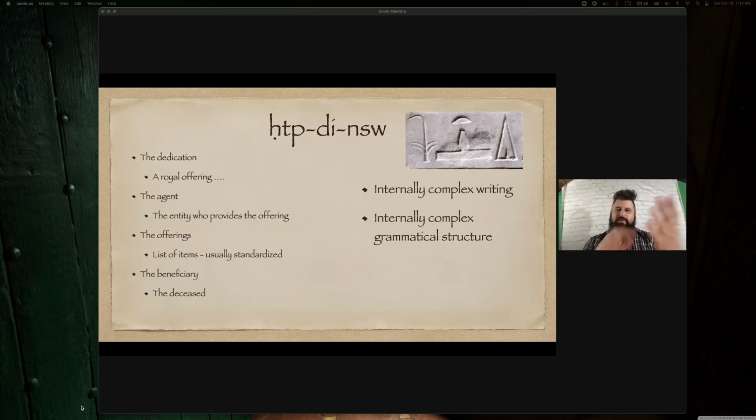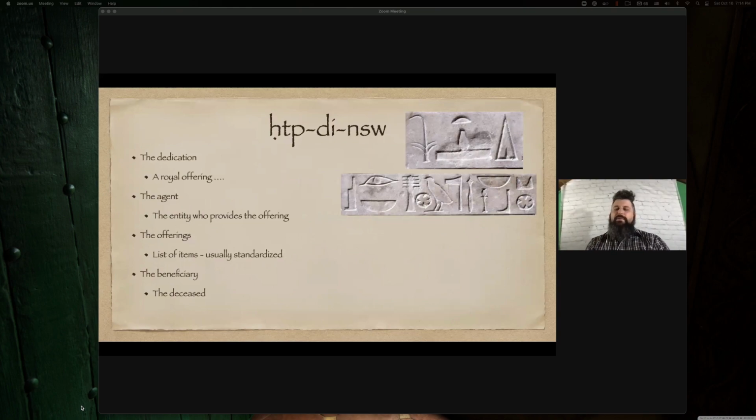So actually, I was going to ask you guys a question, but I gave away the answer here. These are these offering formulas, right? So we're dedicating an object or food or something on behalf of somebody. And we list who we're doing it for. We're listing who is doing the offering because somebody's working on our behalf, and we're listing what we're giving. And the interior parts of these can get complex, so we're not going to worry about that stuff yet. But so here's an agent.